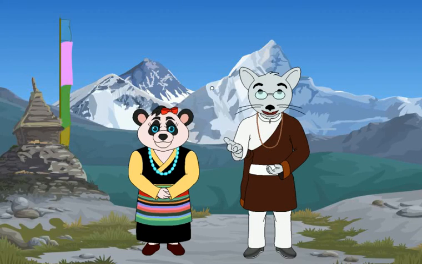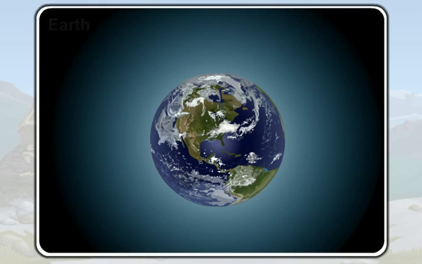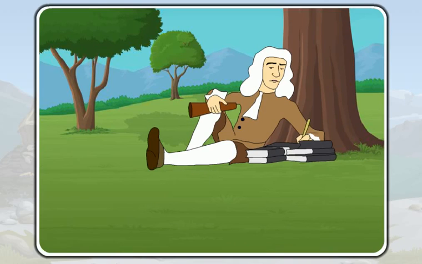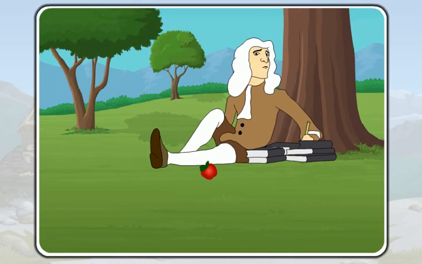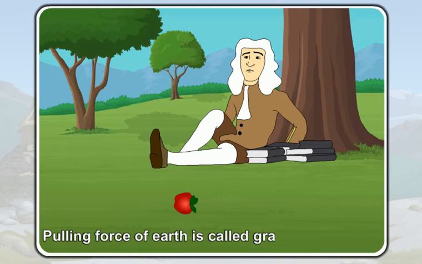Now you must have understood that the space around us is filled with air. The Earth is surrounded by different layers of air. The different layers of air that surround the Earth are called the atmosphere. The Earth pulls every object towards its surface. This pulling force of Earth is called gravitational force.